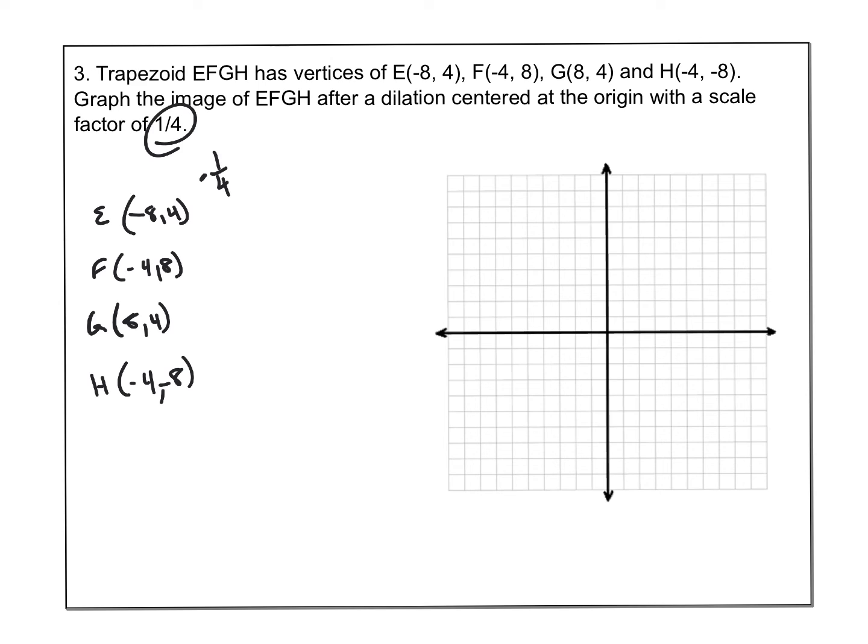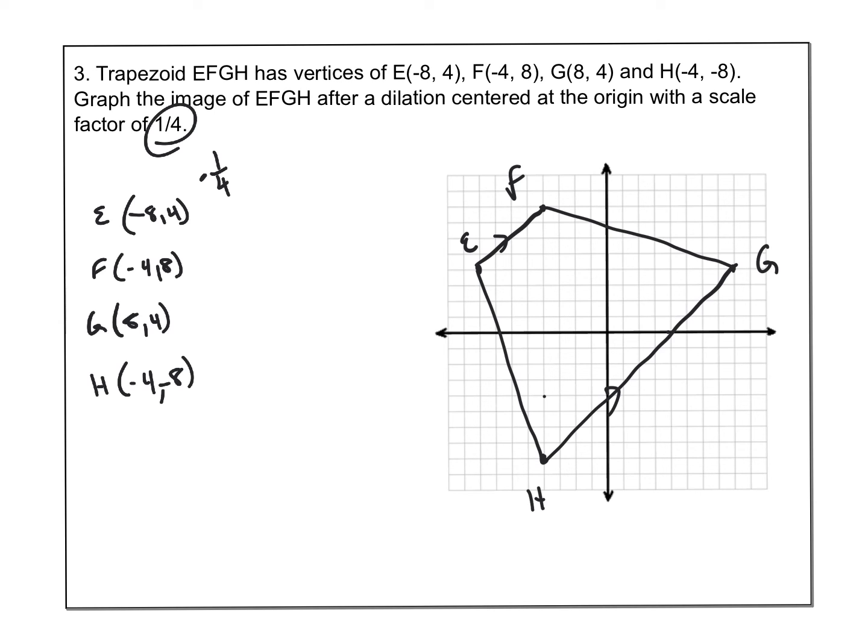My new point, well, let's plot the old one first. Sorry, negative 8, 4. So there's my old E. Negative 4, 8. It's going to be F. 8, 4 is going to be G. And H is negative 4, negative 8. Right there. So just by eyeball test, I believe this is a trapezoid. I'm pretty sure those are parallel.